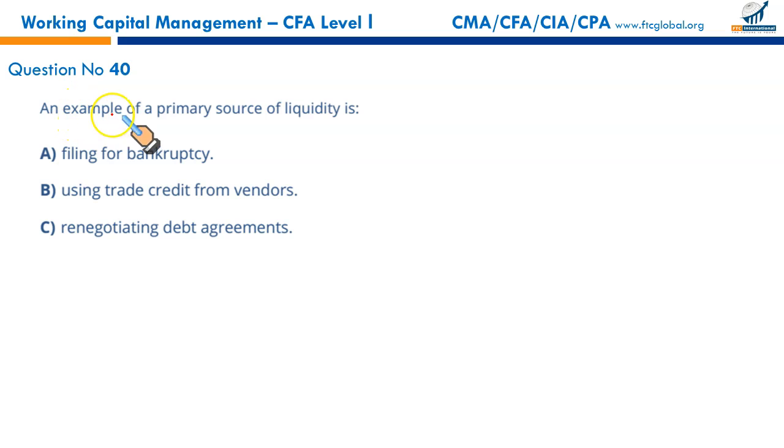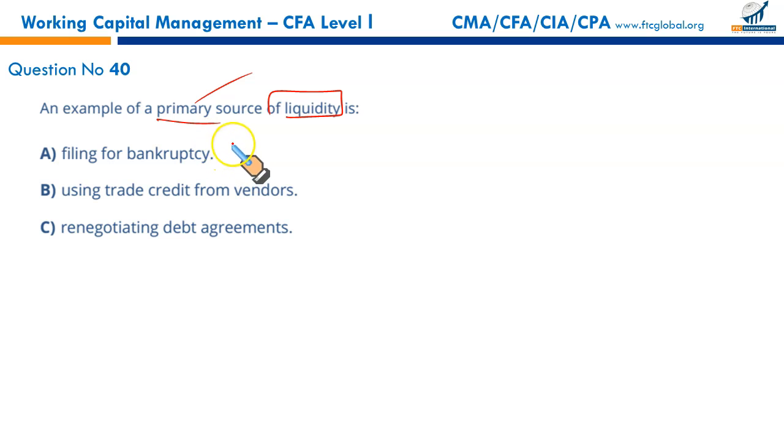Question number 40. An example of a primary source of liquidity. When we say primary source of liquidity, as we have been discussing, it is selling goods and services, collecting from your receivables, trade credit from vendors, lines of credit. These are the primary sources of short-term finance, short-term liquidity.